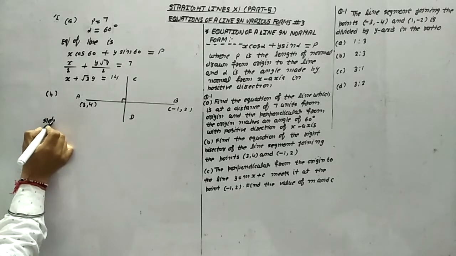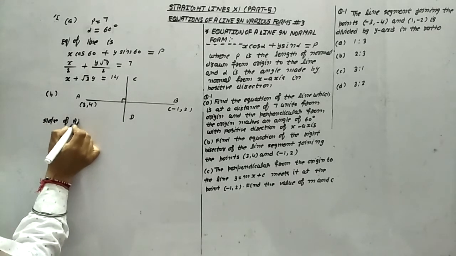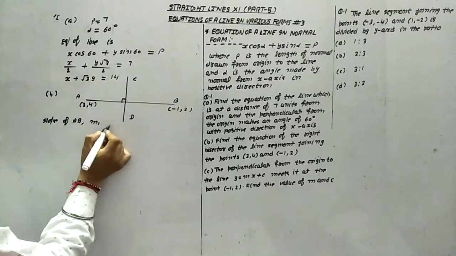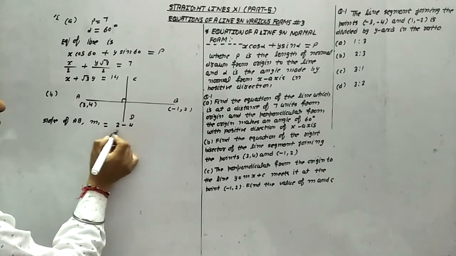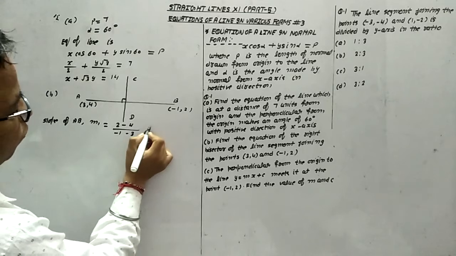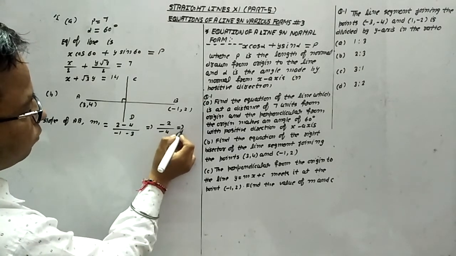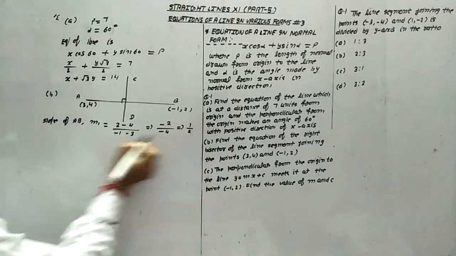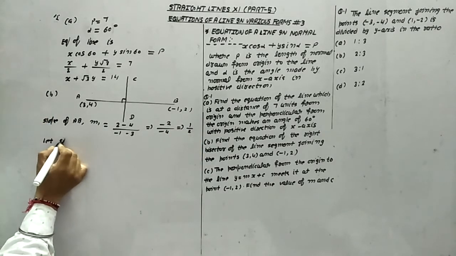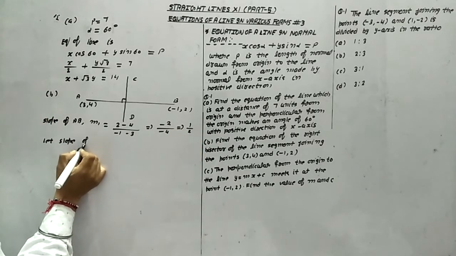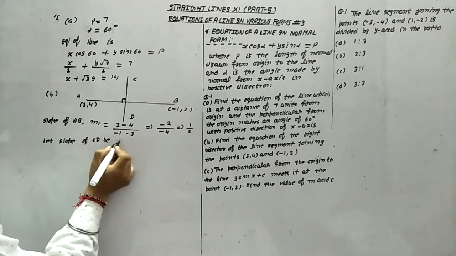First of all, the slope of AB, let us suppose this is m1, is y2 minus y1 upon x2 minus x1. It means this is minus 2 upon minus 4, which means 1 upon 2. Let the slope of CD be m.